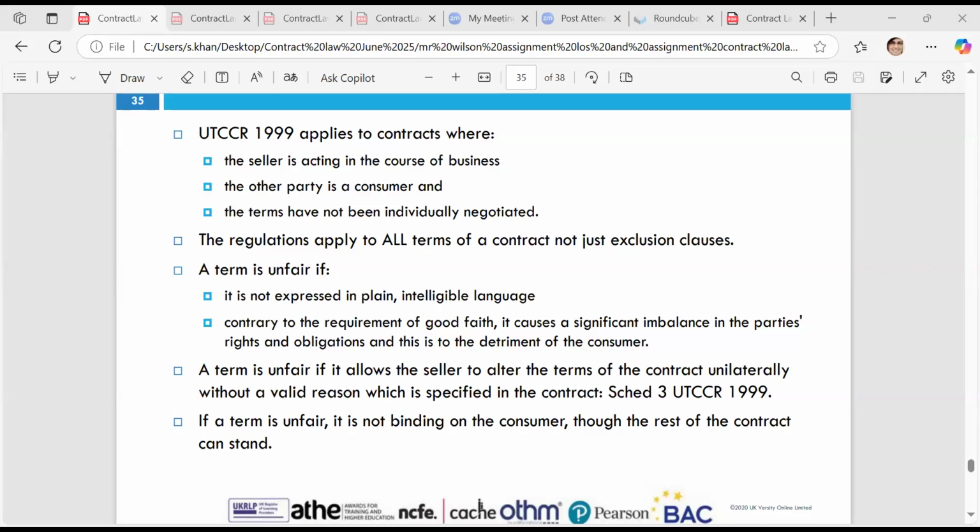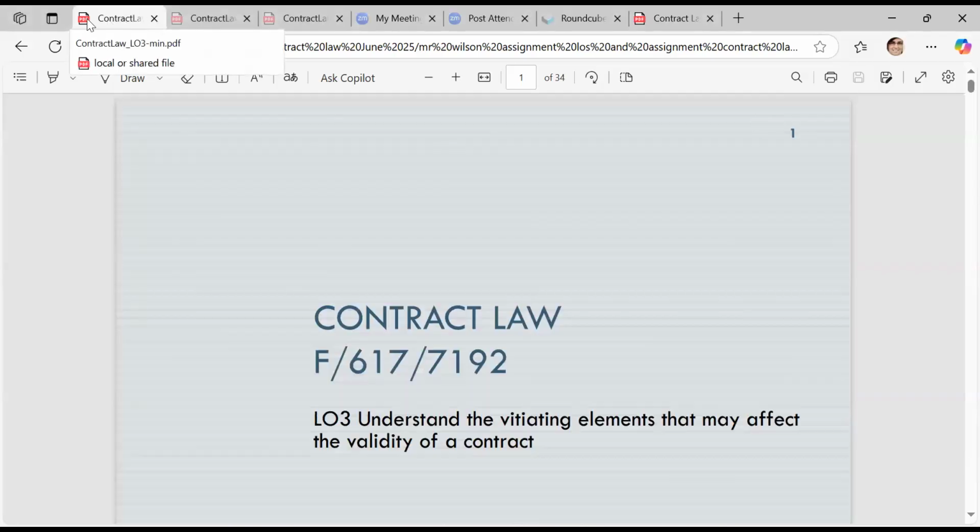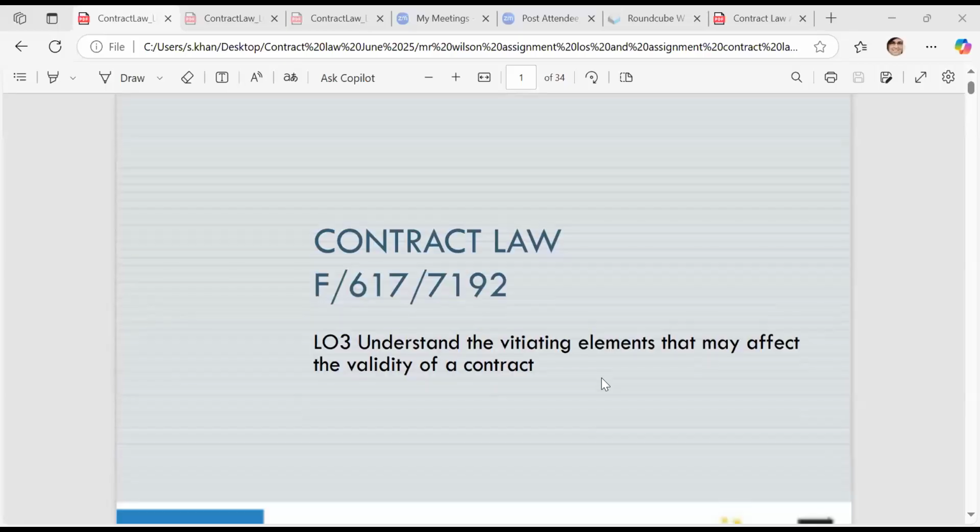So this is learning outcome two. We've done learning outcome one, we've done learning outcome two. Now we're on learning outcome three. Let me share it again. Learning outcome three looks at elements of understanding the vitiate, I can never say that, vitiate elements that may affect the validity of contract.